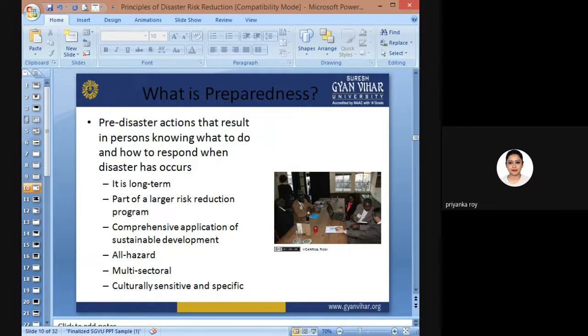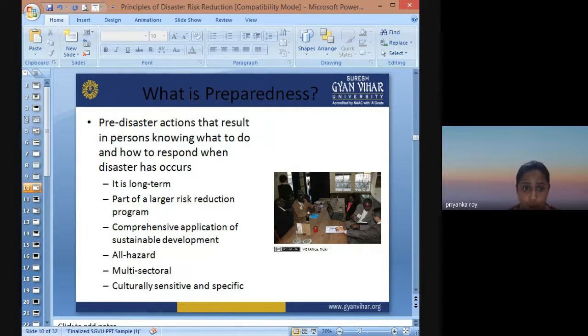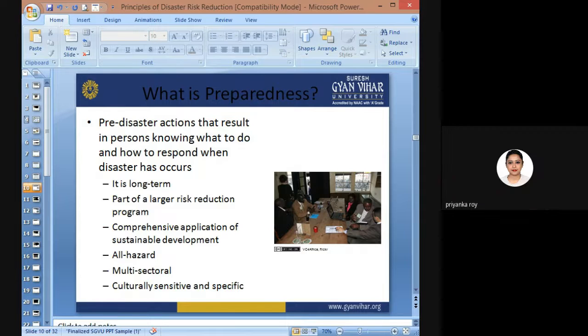And then, what is preparedness? A pre-disaster action that results in a person knowing what to do and how to respond when a disaster occurs. So, a pre-disaster action that results in a person knowing what to do and how to respond during that hazard or disaster prevents a lot of time loss, and also preserves a lot of losses.